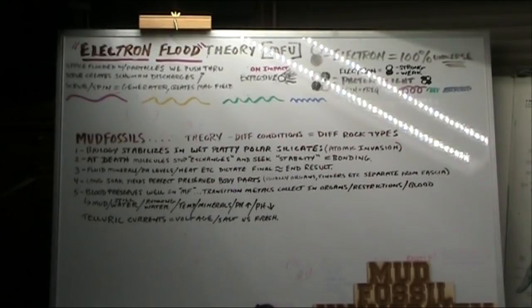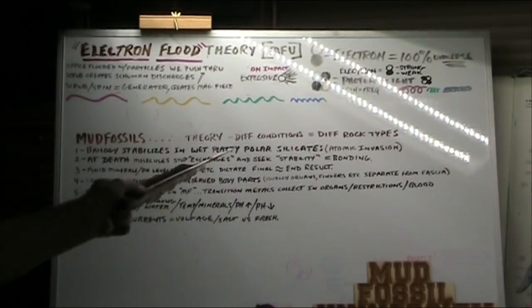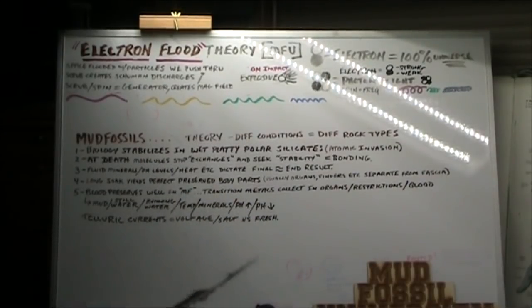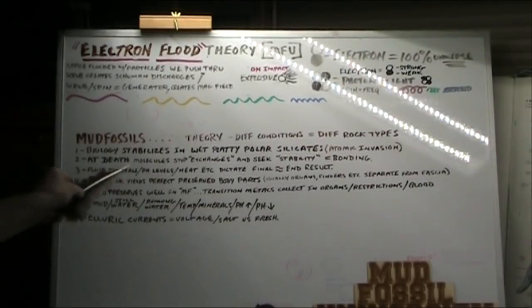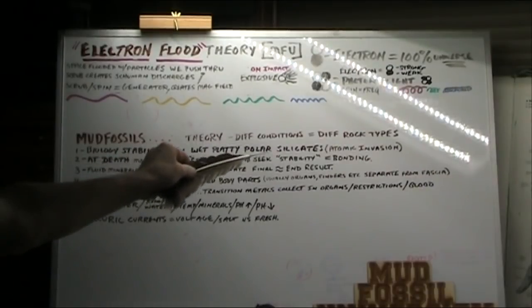And then understanding that and the electron invasion process, we discuss mud fossils and how rocks form from soft tissues. And it's a process, and this is the theory, and it's quite well proven now. It's all been DNA tested and certified and CAT scanned and anatomists and all that. Now, biology stabilizes in wet platypolar silicates, basically mud. It's called atomic invasion. When you die, you're no longer moving the products through your body, so everything seeks stability. So at death, the molecules stop exchanging. Everything in your body keeps exchanging molecules all day long, every day until you die. And then they seek stability.